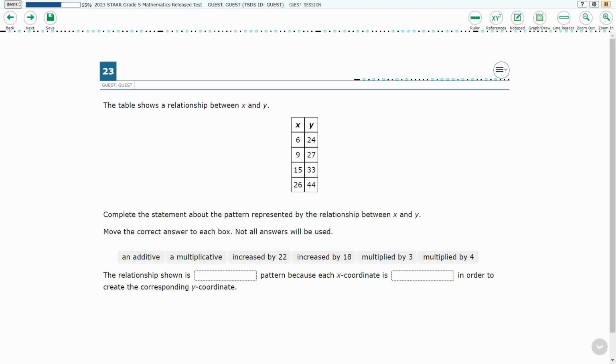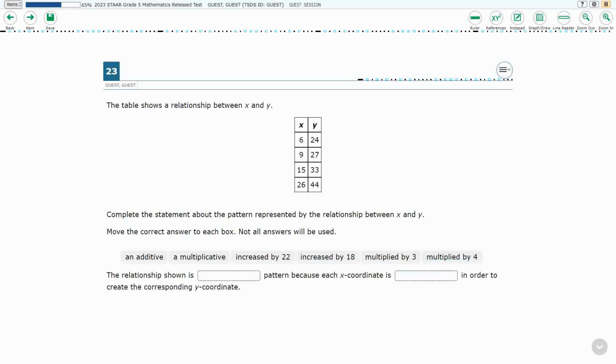All right, so we've got drag and drop here. We need to move the correct answer to each box, right? And you notice that some of these answers can only be moved to certain boxes. So "increased by" can't be moved to that first box. Anything like "increased by" or "multiplied by" and the "multiplicative" or "additive" can only be moved to that first box.